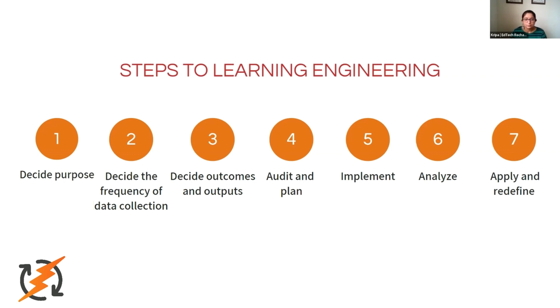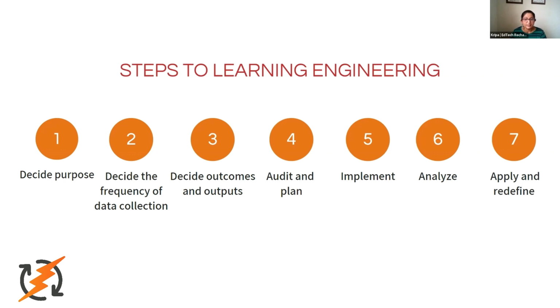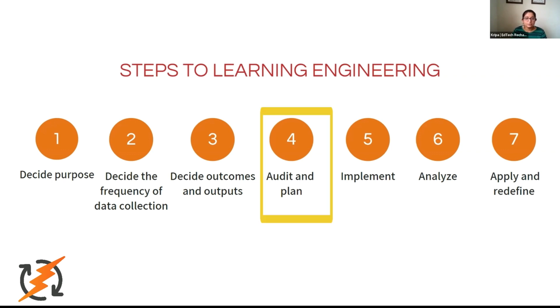The third step is to decide the outcomes and outputs that you want to measure and track. Step 4, we're thinking about, can you measure these outputs? Can you measure these data in your platform? The audit and plan is basically you taking stock of what data do you need? What data are you already collecting? What data should you be collecting? When and how? It's basically you just working through the data trail to see, do you have everything you need in place? If not, what do you need to fix? How long would that take?